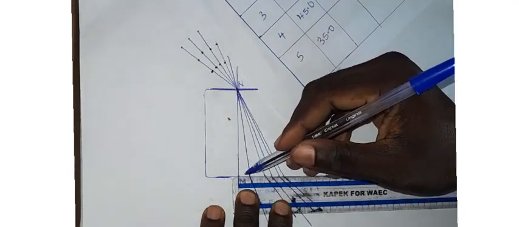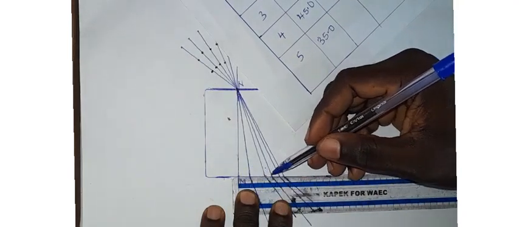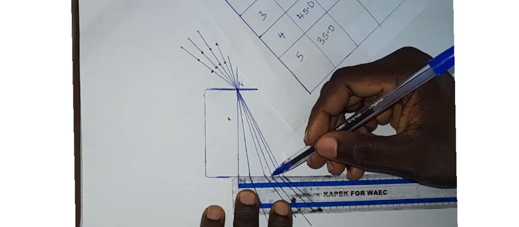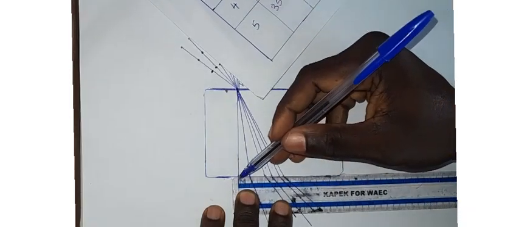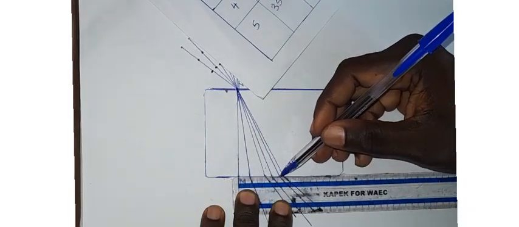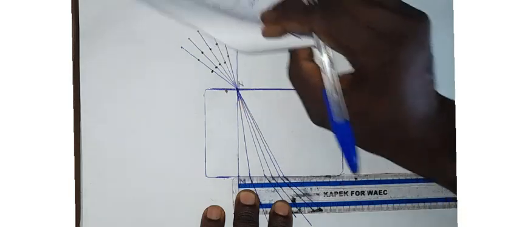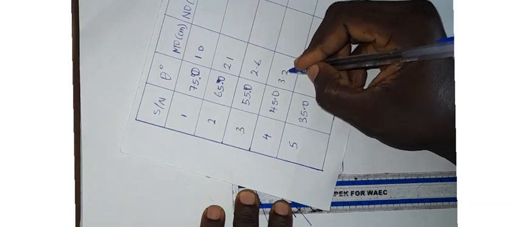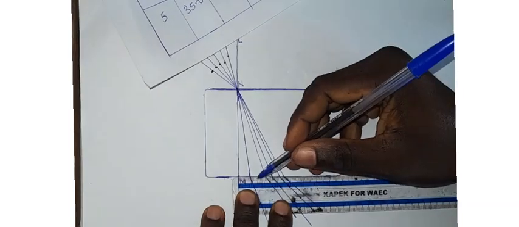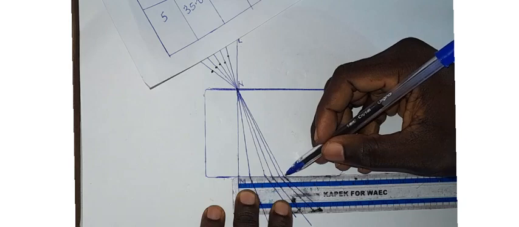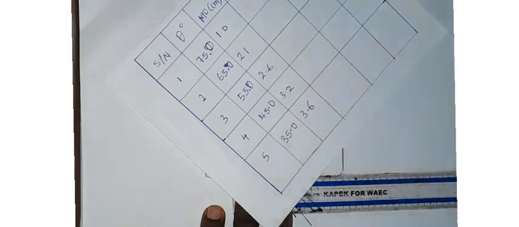2.1. Then I'll take this. This is 2.5, 0.6. 2.6. Then I'll take the other one. This is 3.2. And the last one is 3.6. Okay, now that's how easy it is. Now you go to this place.